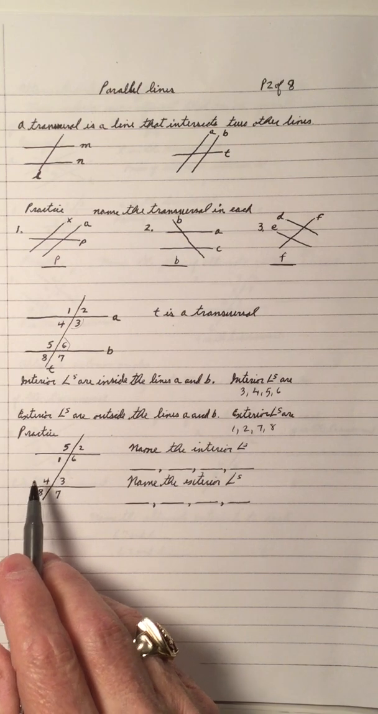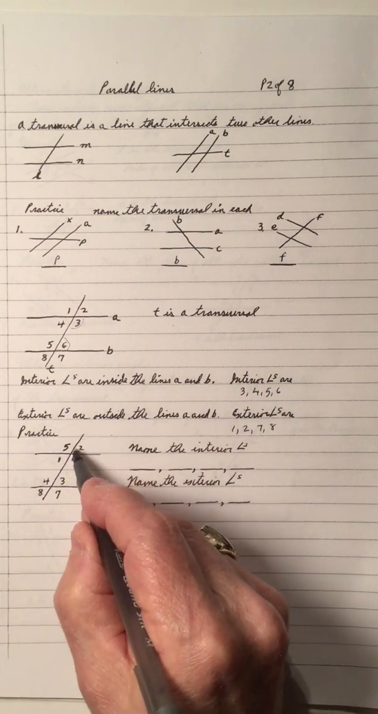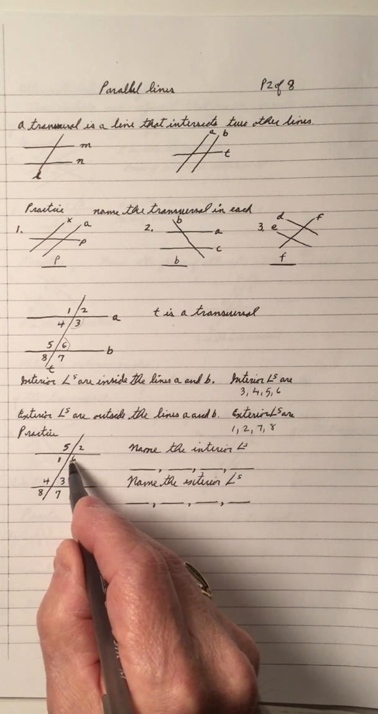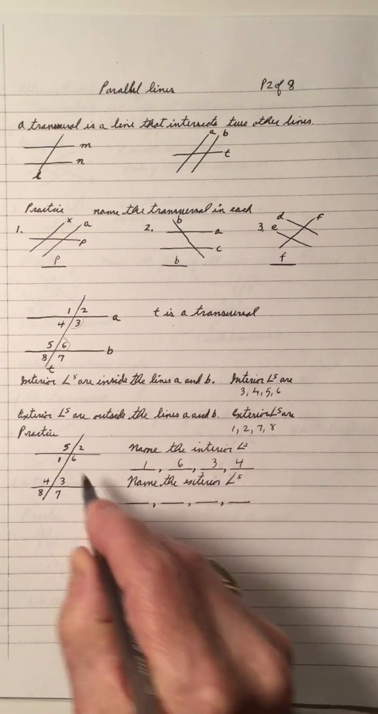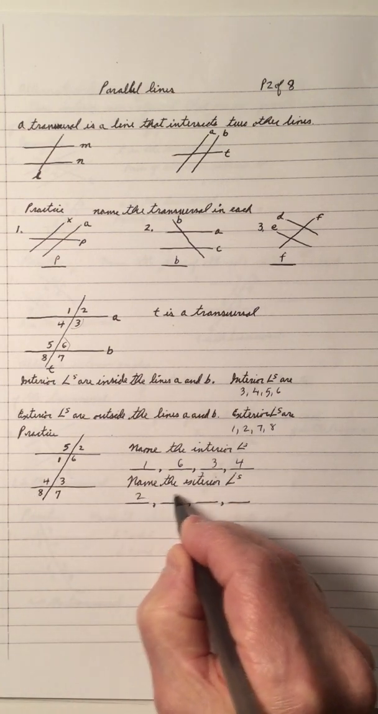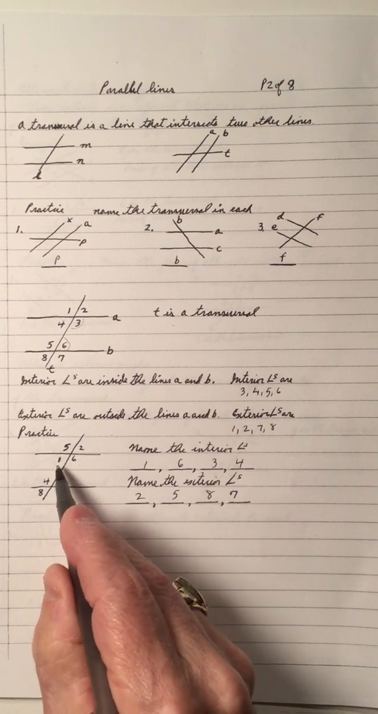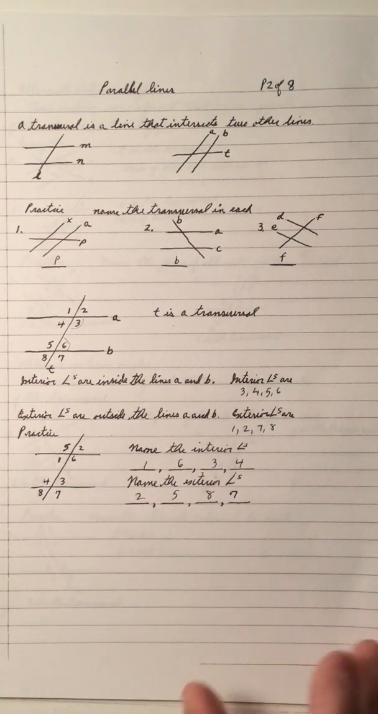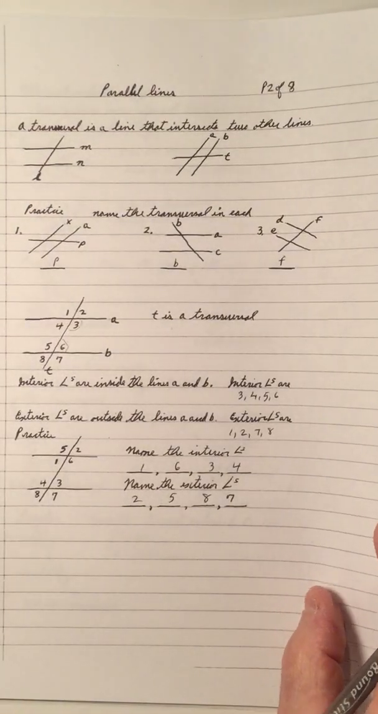So, practice. Name the interior angles and the exterior angles for this diagram. So this is the transversal. These two lines here, the interior angles are inside: 1, 6, 3, 4. And the exterior angles are 2, 5, 8, and 7. No particular order. So inside, 1, 6, 3, 4. Outside, 2, 5, 8, 7. So that's interior and exterior angles. And we'll be using that quite often in this video.